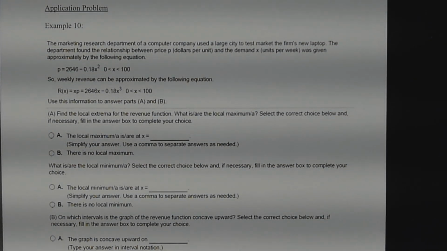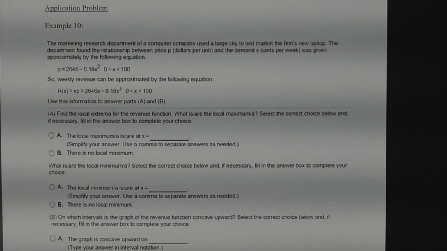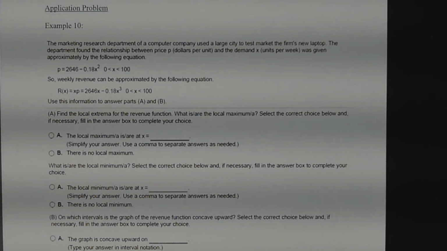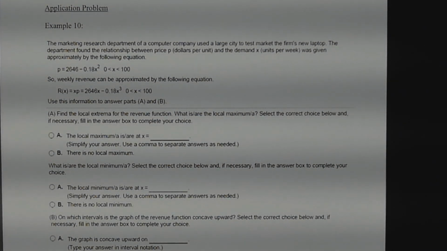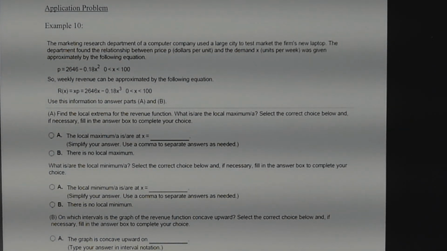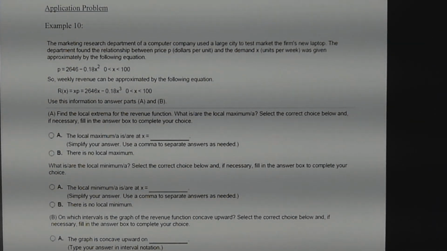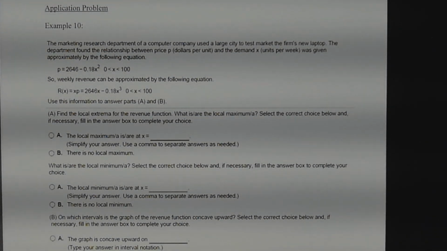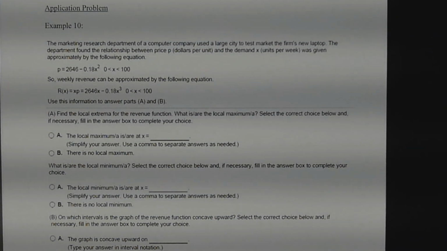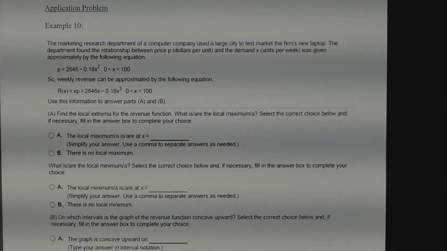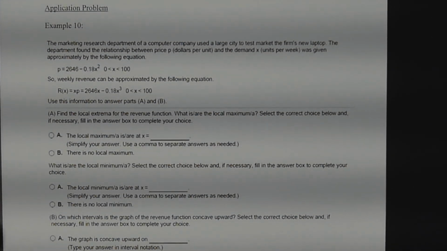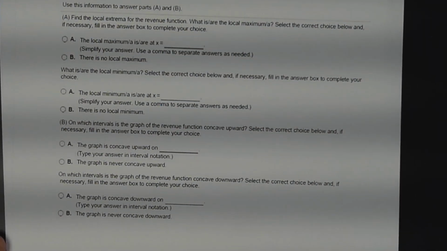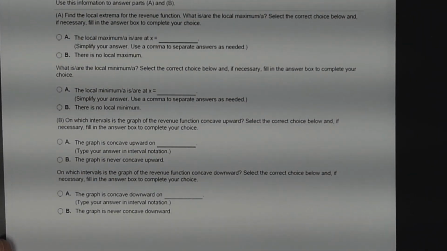Here we're going to use this information to find parts A and B. And in part A, you're going to find the local extrema for the revenue function. What is or what are the local maximum or maxima, and then you'll select the correct choice below, and if necessary, fill in the answer box to complete your choice. And then you're going to find the local minimum or minima. Do the same thing. And then part B would be, on which intervals is the graph of the revenue function concave upward or concave downward?